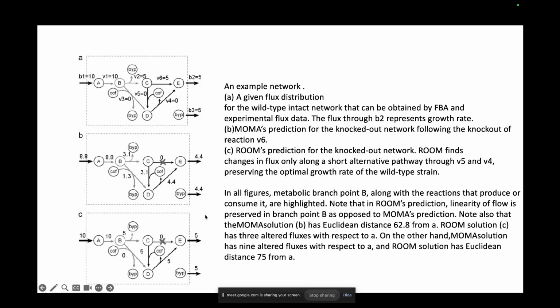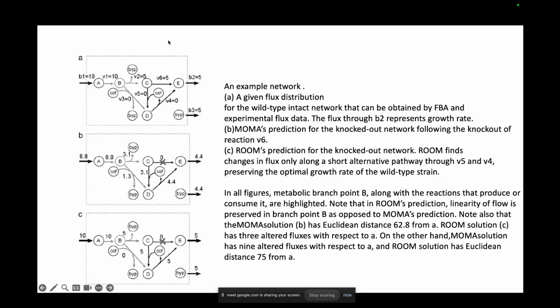So Room is predicting this pathway, MoMA is predicting both of these pathways. What Room does is it preserves the linearity of flow at the branch point B, as opposed to the MoMA prediction, where it actually branches off the flux at this particular point. Note that also the MoMA solution has a Euclidean distance of 62.8 from the Room solution, and has 3 altered fluxes with respect to A.